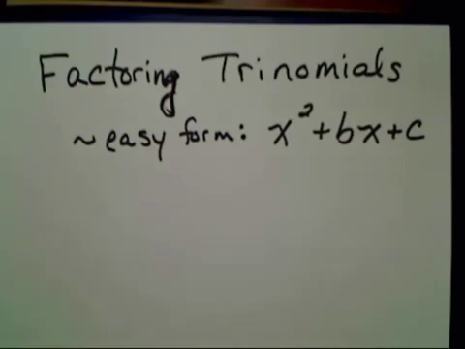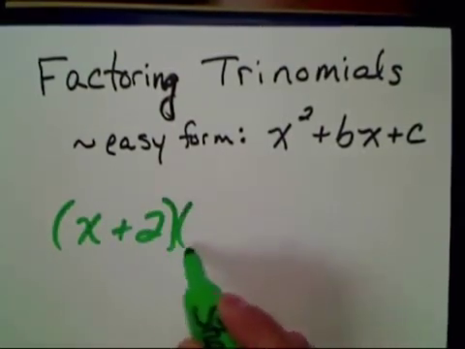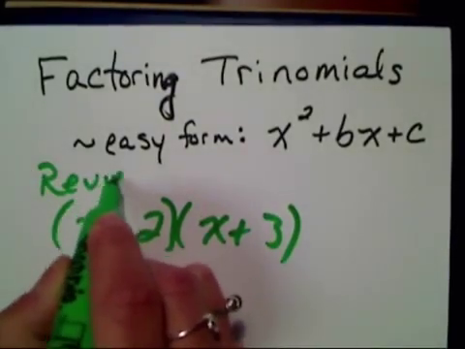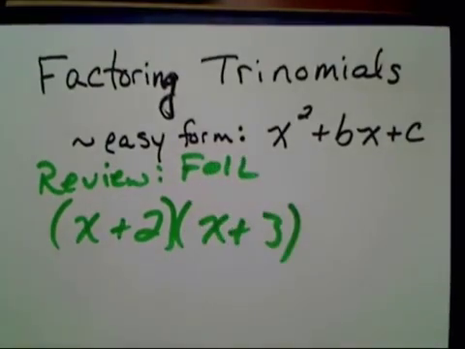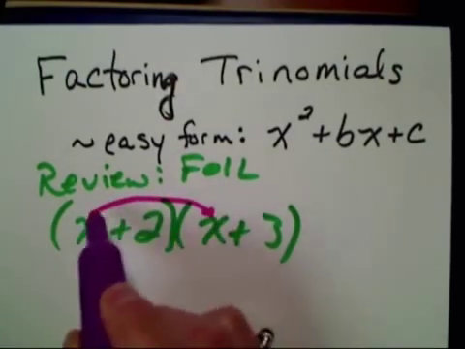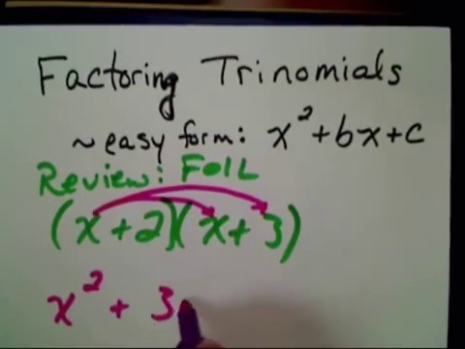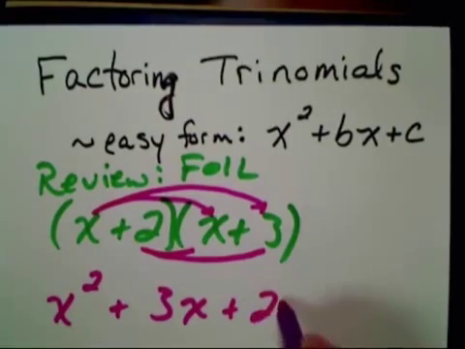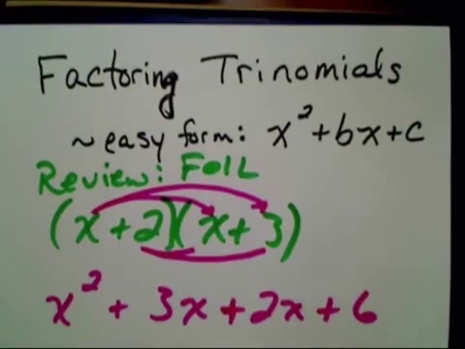So last week when we FOILed, we had something like x plus 2 times x plus 3. This is our review of FOIL. And in order to simplify that, you took your first term and you distributed it through versus outside. Gave us x squared plus 3x. Then the inside and the last, plus 2x plus 6, separating all of our terms nicely with our plus signs.